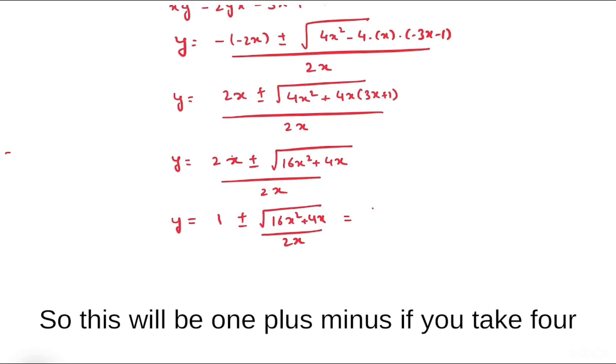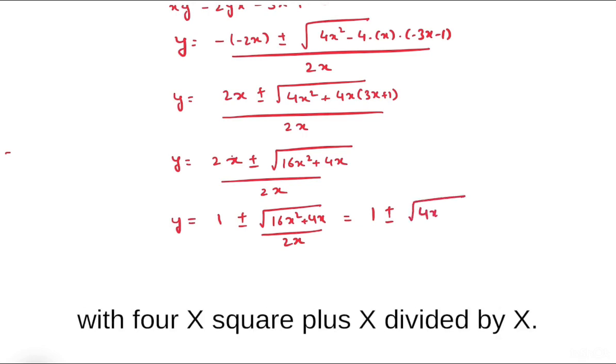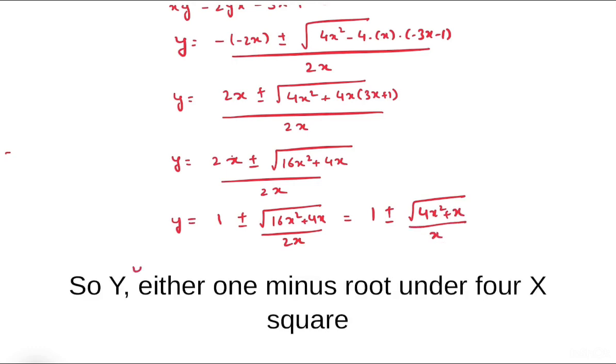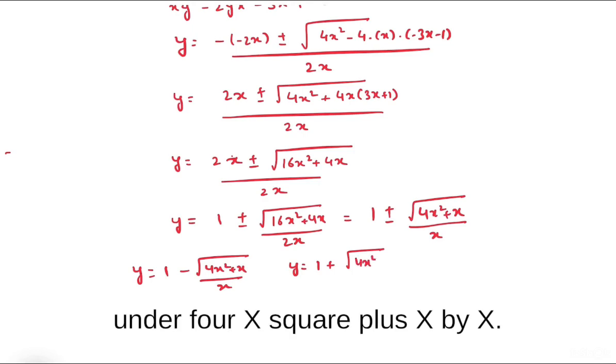So this will be 1 plus minus, if we take 4 outside, it will cancel our 2 and we will be left with 4x square plus x divided by x. So y is either 1 minus root under 4x square plus x by x, or y will be 1 plus root under 4x square plus x by x.